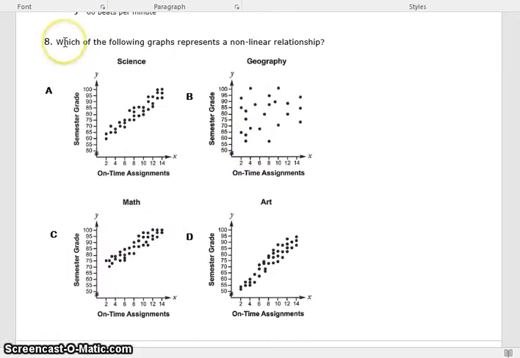Last problem, number 8. Which of the following graphs represents a non-linear relationship? Which of these is non-linear?